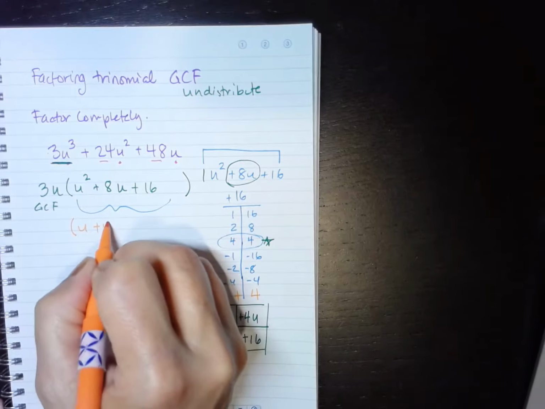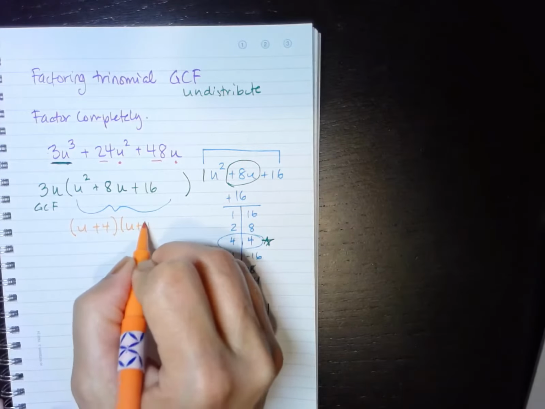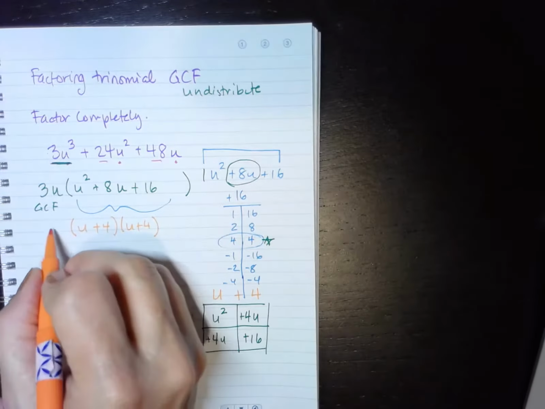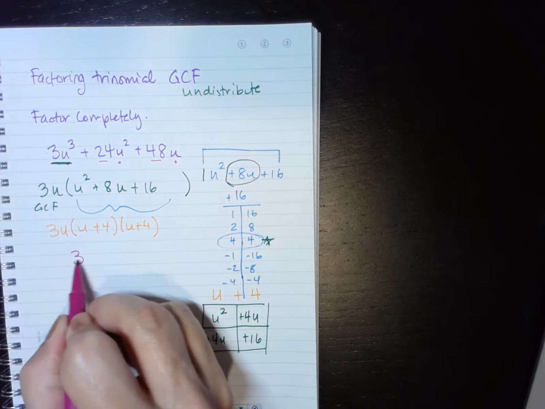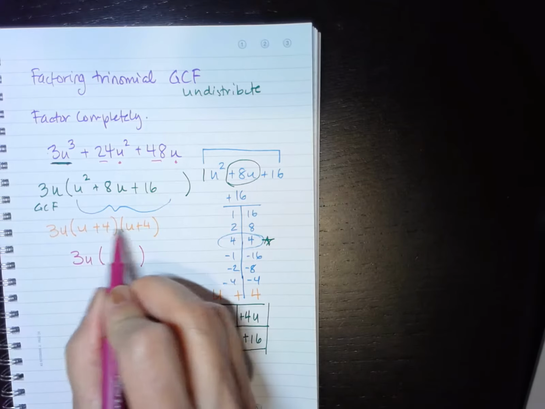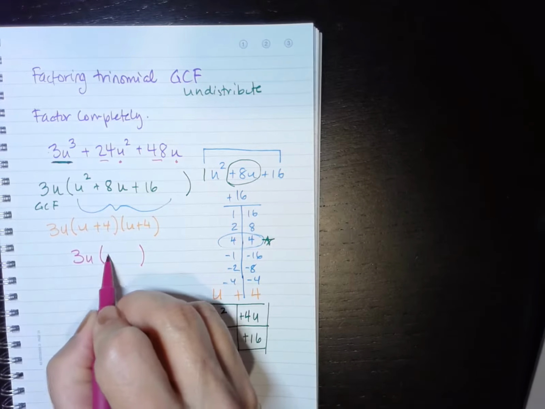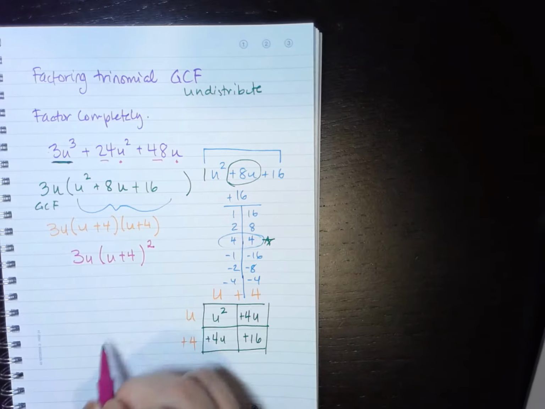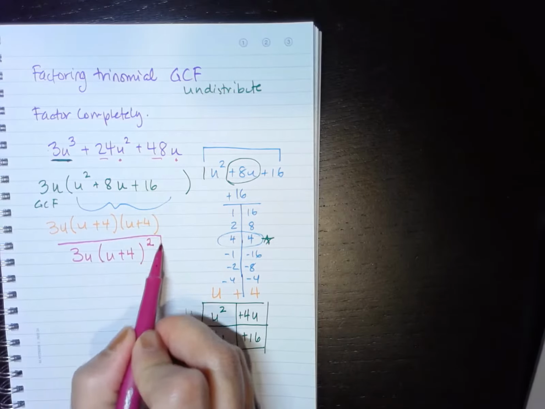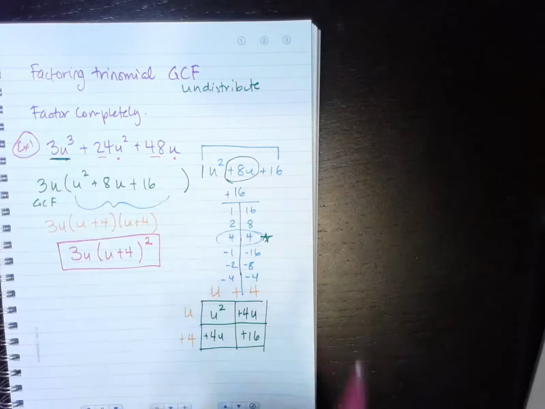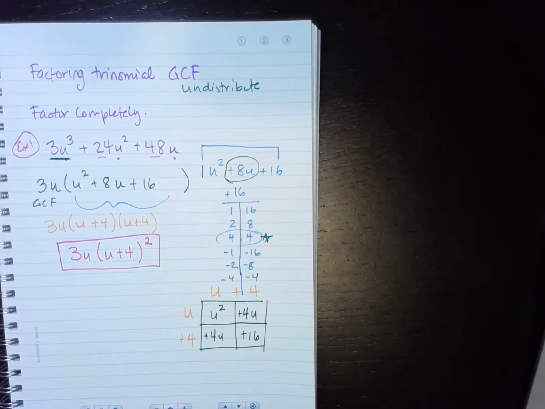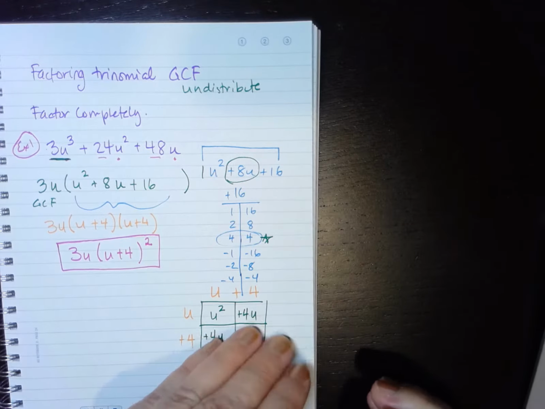So I would break my trinomial down into u plus 4 times u plus 4. Don't forget your GCF. So that is your complete factorization. You could rewrite it, since there are 2 u plus 4. A u plus 4 times a u plus 4 is a u plus 4 squared. That means there were 2 of them. And so there is the complete factorization for my first example. Okay, so remember, this is factoring inside of factoring. Let's look at another one.